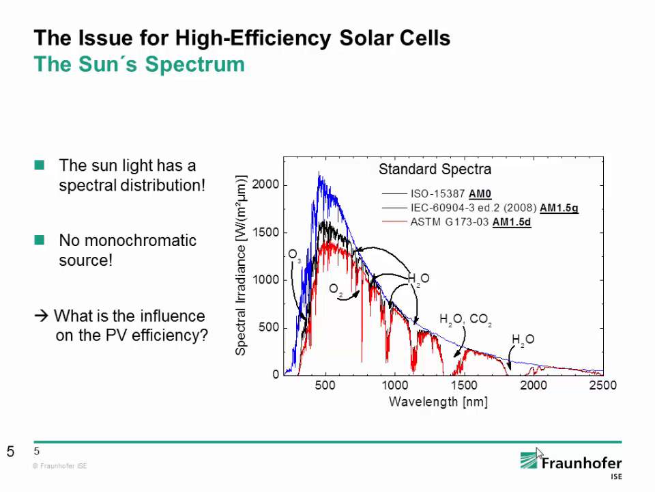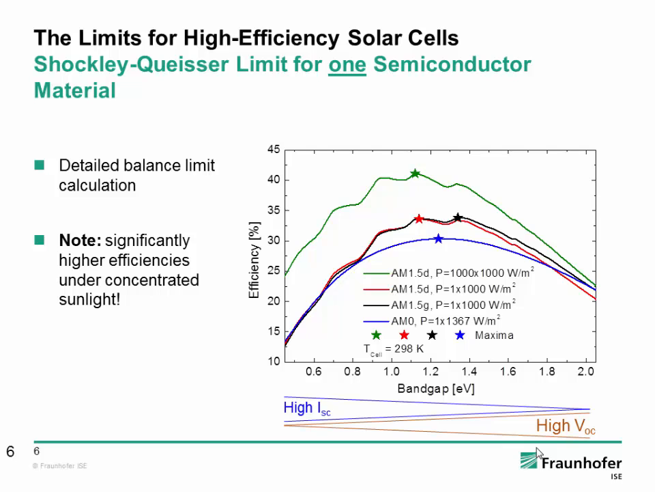So what does this mean for the PV efficiency? Now we can do a very simple calculation. This is shown, and I think it's most well known to many of you, the so-called Shockley-Queisser limit, where we assume one semiconductor material. And what this diagram shows you first is the efficiency calculated versus the band gap of a semiconductor material.